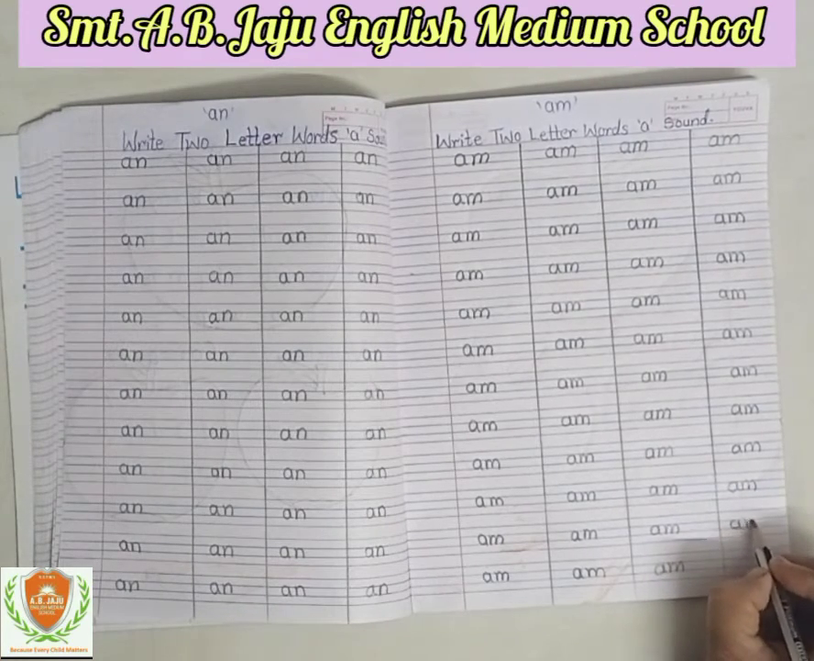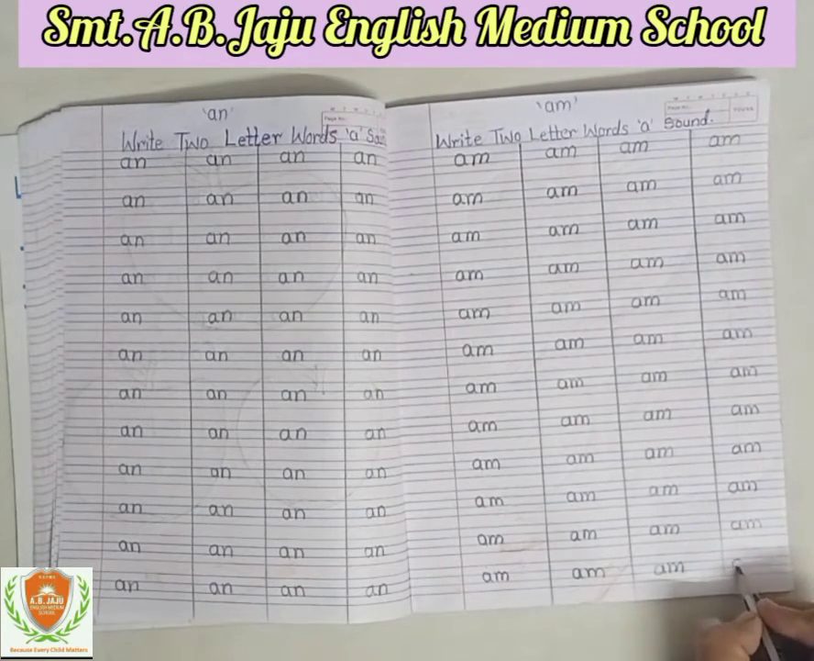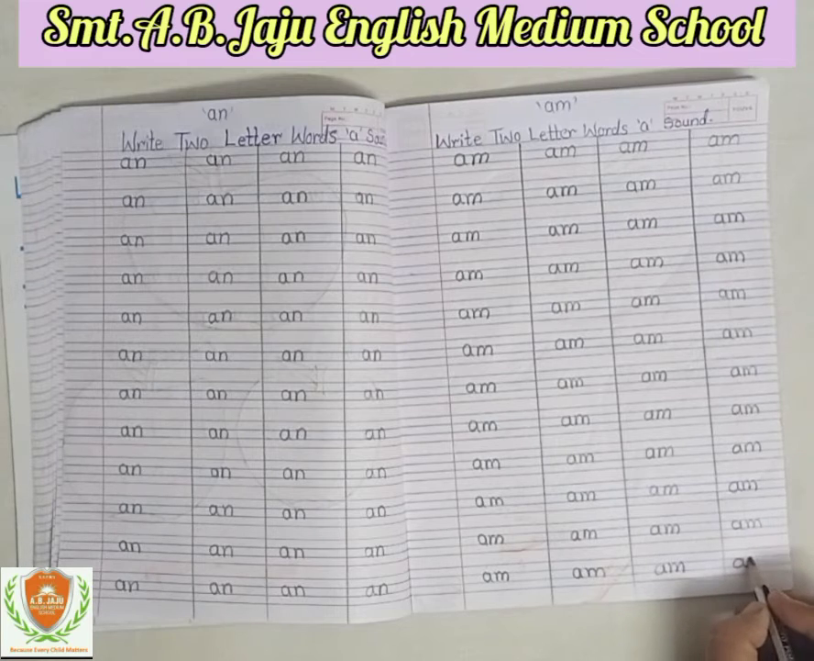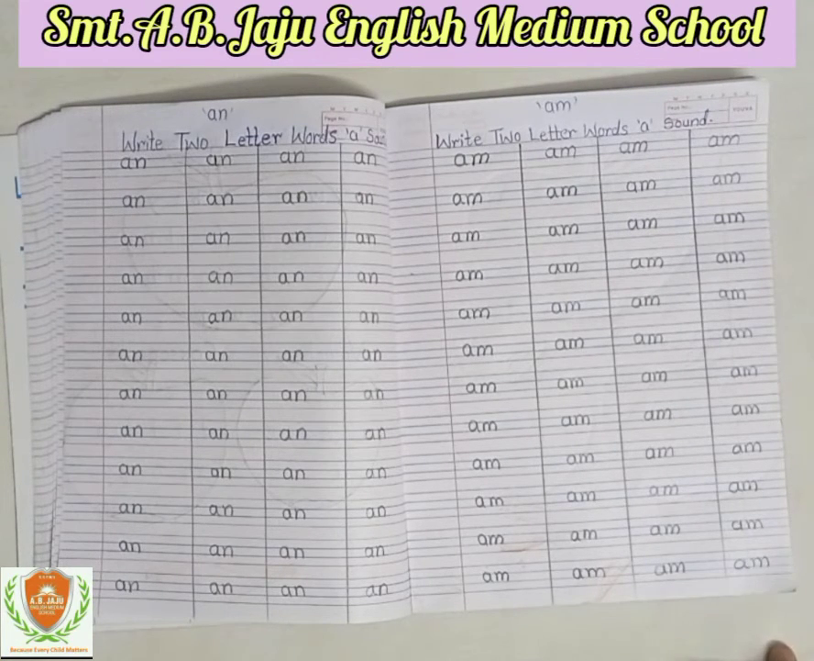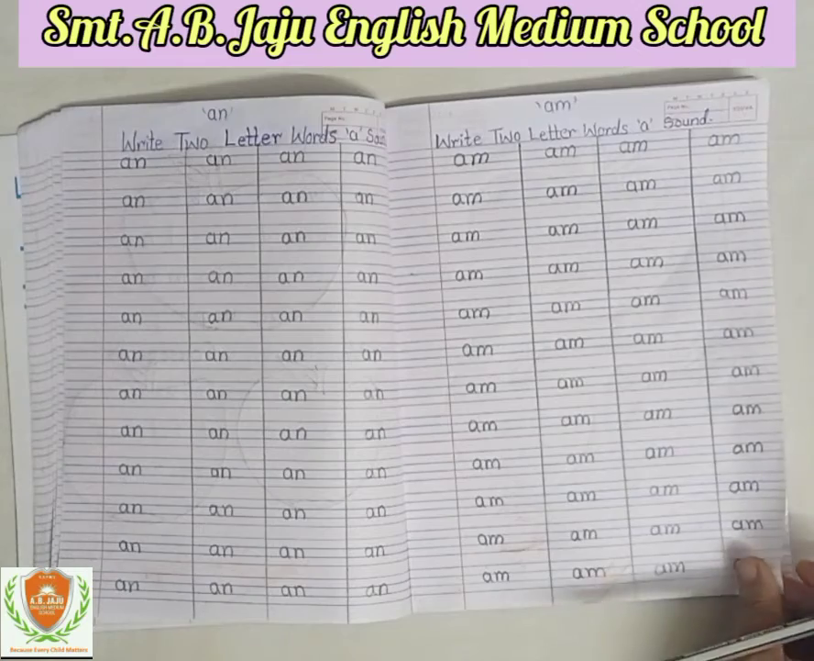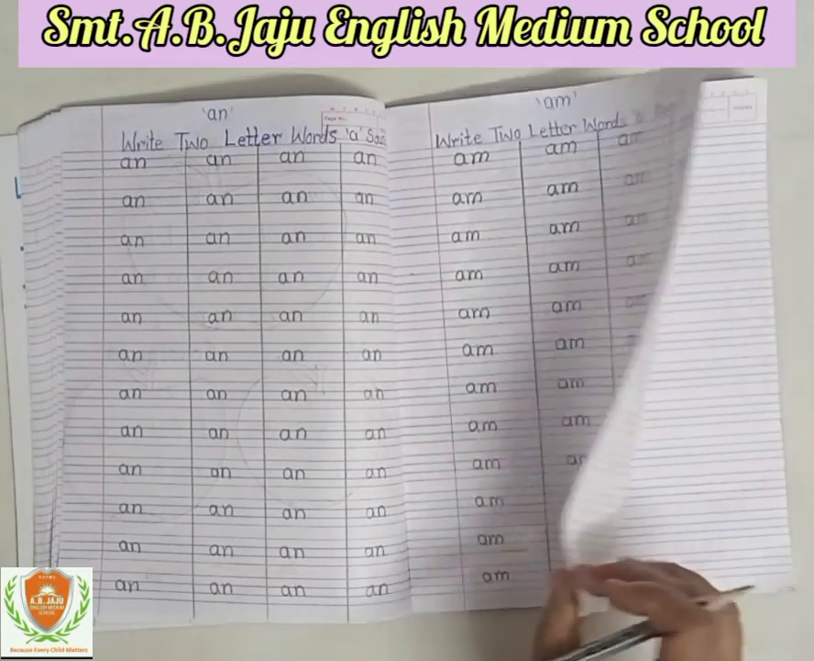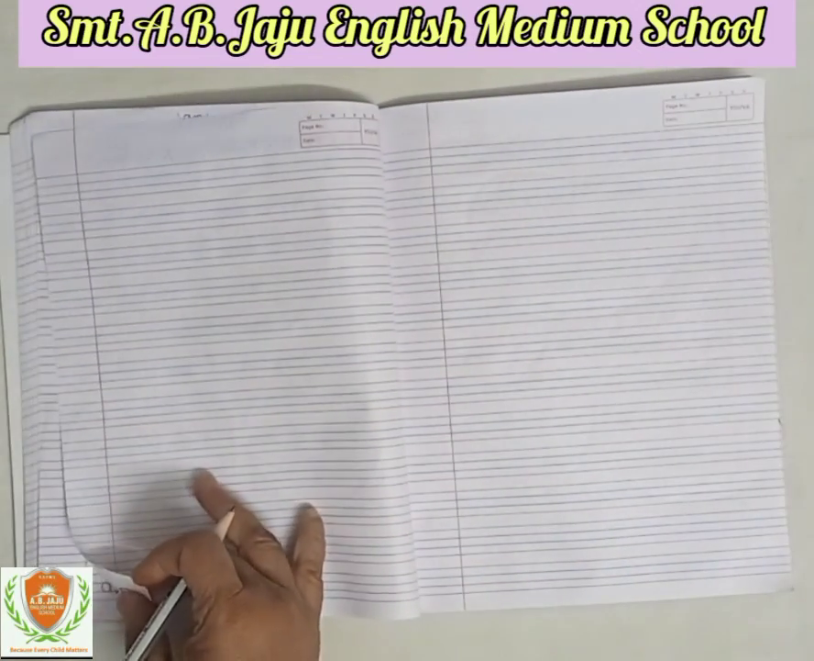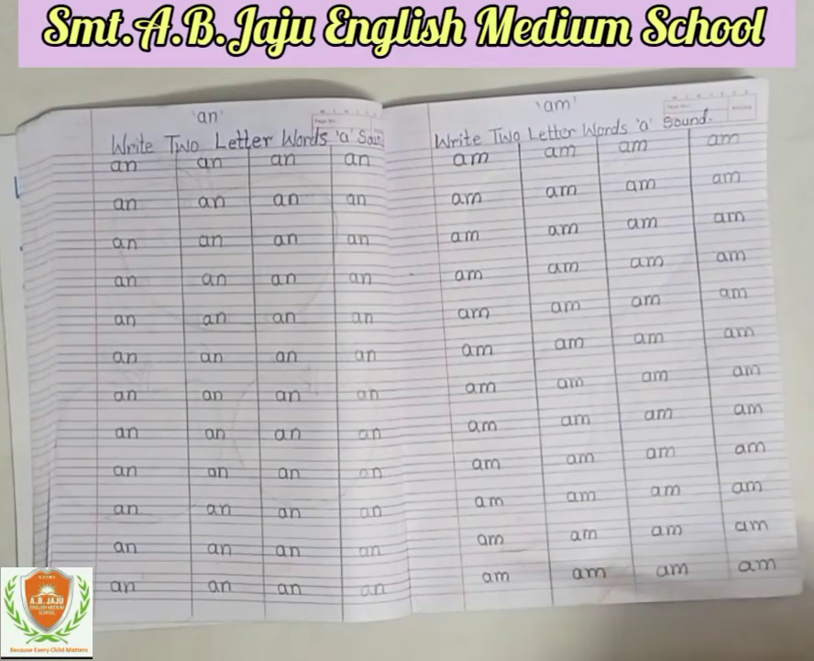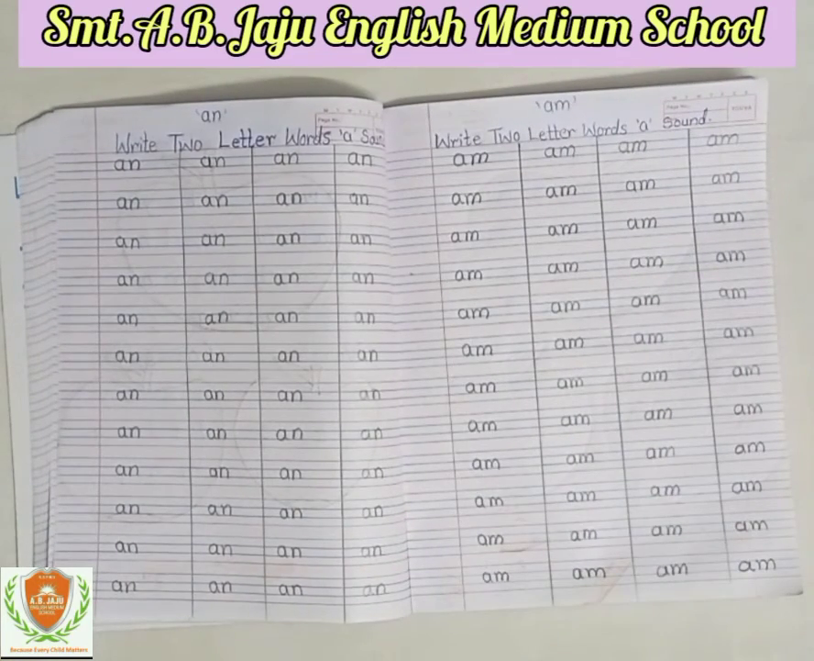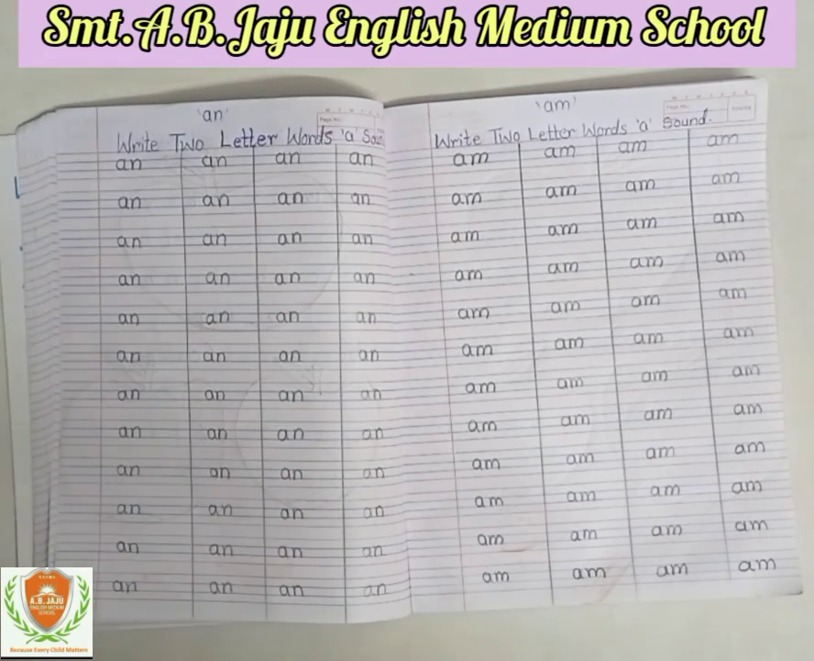Sharpen your pencil and then write down. Say the sound of A is A, sound of M is M, AM. Okay. Like this you have to write down AM words, two letter words, okay. One page here and another page on the back side, okay student. And learn the spellings also and write down very properly, neatly.